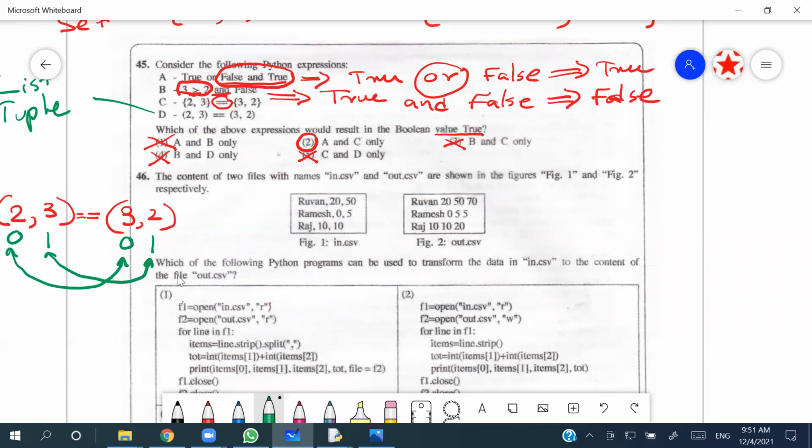And in a particular line, they have three items separated by a comma: 1, 20, 50. If you compare that line with the output, it has 1, no comma, 20, 50, and 70. Now, you can understand 70 comes from the addition of these two values, 20 plus 50, right? So what we have to do is take a particular line from this file and break it into three parts and add these two things together. Then you are going to store the addition and the other components, which are not separated by a comma.